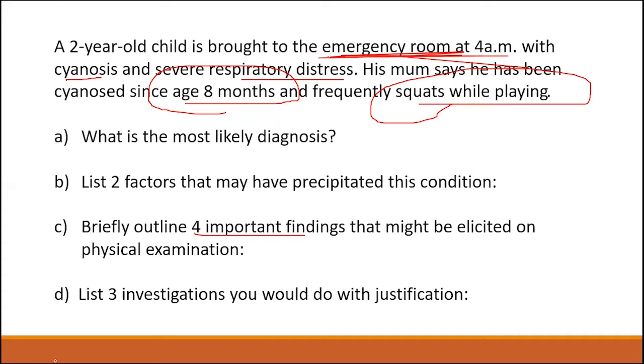So do all of this. The arterial blood gas will tell you the oxygen saturation. The chest X-ray will tell you the state of the lungs. The echo and the ECG will tell you the state of the heart. And the echo will tell you exactly what the defect is. So you don't joke with it. Very, very important. So these are your investigations that you would like to do. All right.